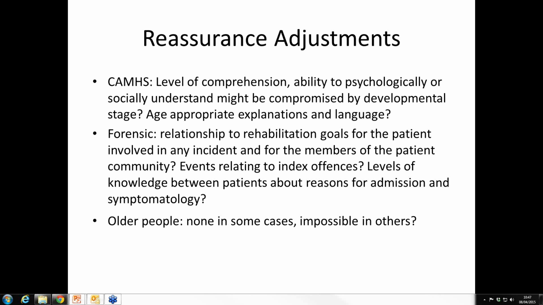Anybody else? Have we got anybody from forensics with us today? Anybody working in forensic psychiatry? The more I thought about reassurance in relation to forensic psychiatry, the more profound and actually quite difficult it started to get. It's a shame, it doesn't appear that we've got anybody with us today.